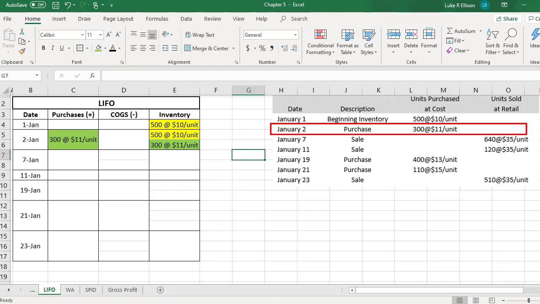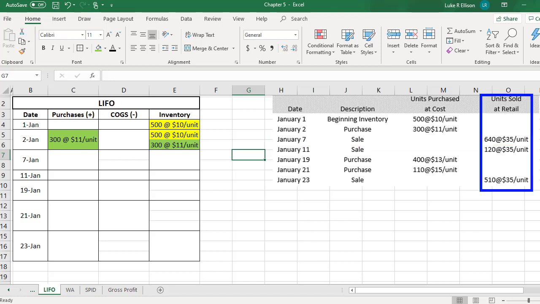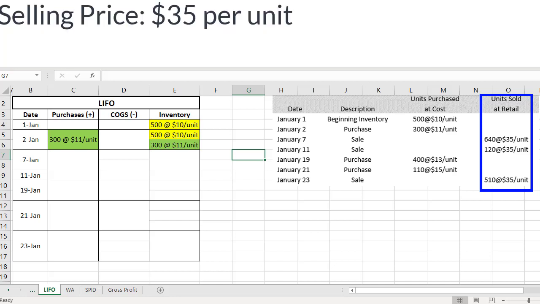Next, on January 7th, we have our first sale of 640 units. So that means we get to use our cost of goods sold column. Now, before we record this transaction, I want to make something clear, and that's the difference between cost and selling price. As we can see in the units sold at retail column, the company sells its inventory for $35 per unit, so the selling price is $35.